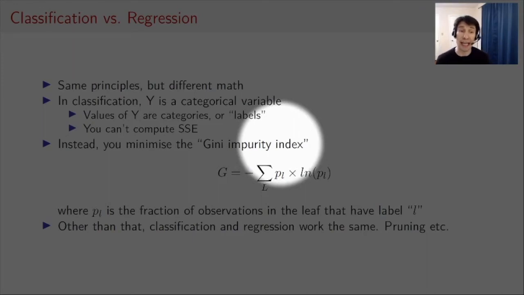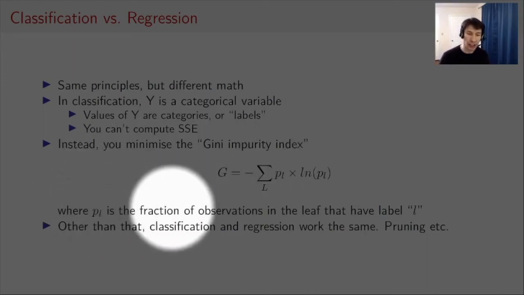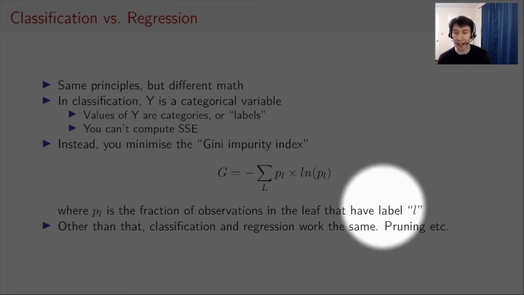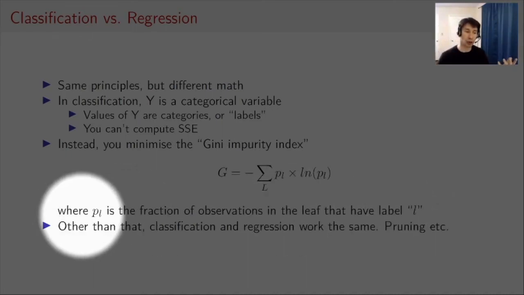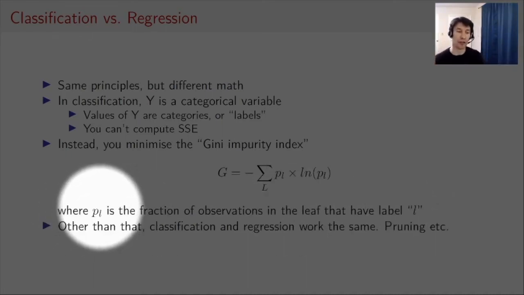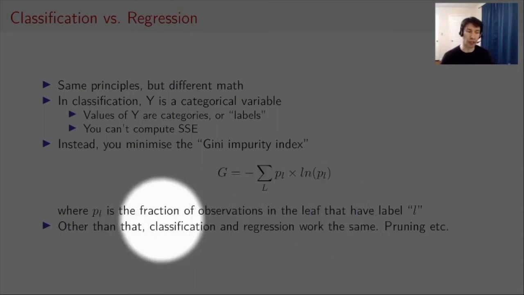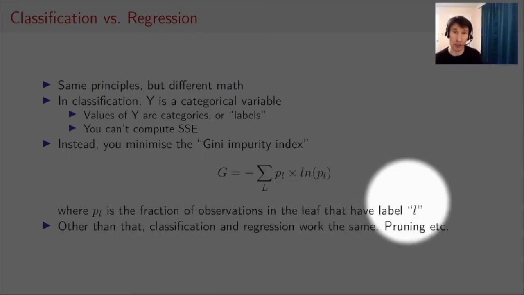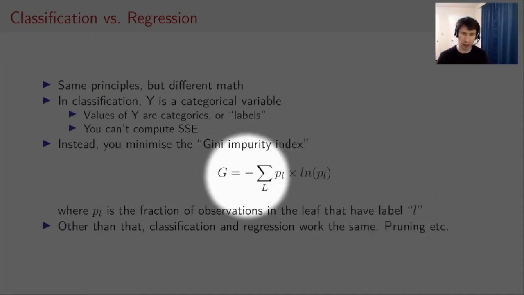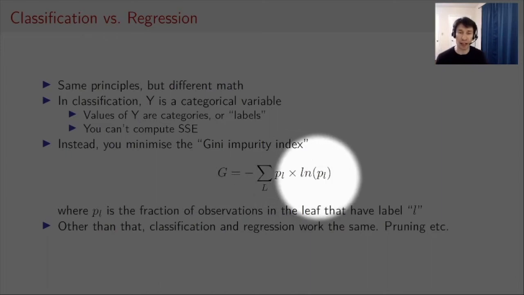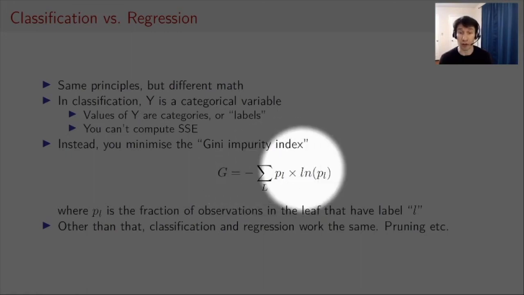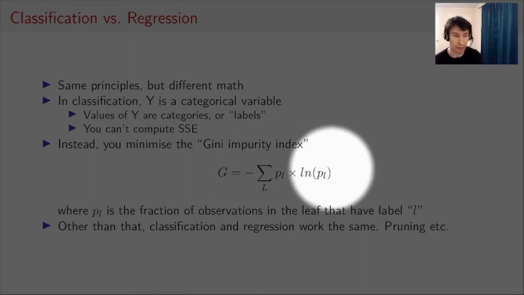The Gini impurity index is simply based on the fractions of observations in the leaf that have a given label L. So if you're trying to classify between 5 or 6 or 10 categories, you're going to have 5 or 6 or 10 different P values in each leaf, one for each of the labels, one for each of the categories. And so the Gini specifically is minus P_L times log of P_L, where P_L is the fraction with label L. Minus because obviously the log of something smaller than 1 is negative.